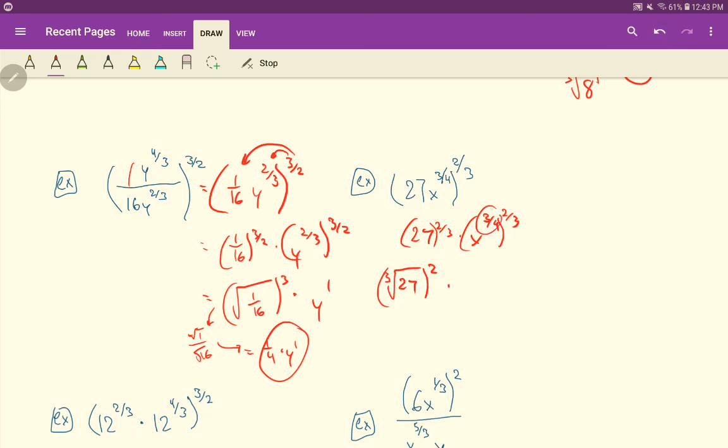And then here, since we have a power raised to a power, we just multiply those powers, and so we're going to get x to the 6/12. Remember, when you multiply fractions, you multiply across the top and across the bottom. Okay, now let's simplify this. The cube root of 27 is 3, and we're going to square it, so that's going to give us 9. And x to the 6/12 simplifies to 1/2. And so there's our answer. If you wanted to rewrite it using a radical, you could say 9 times the square root of x, but I think this is a fine answer right here.